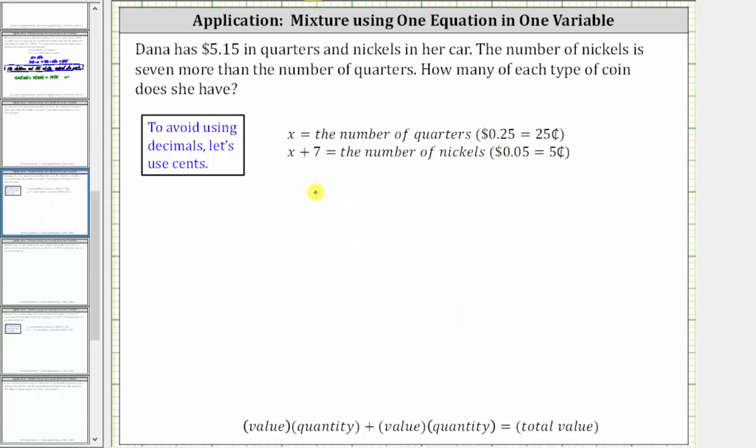Again, we just found x is equal to 16, so now we know there are 16 quarters. The number of nickels is x plus 7, and since x is 16, that gives us 16 plus 7, which is equal to 23. Dana has 16 quarters and 23 nickels in her car.